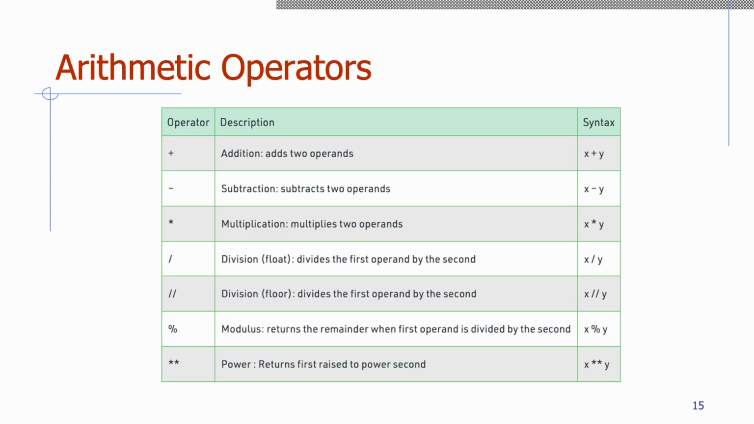Division float is also called true division. It divides the first operand by the second. Floor division is also called integer division. Again, it divides the first operand by the second. True division is always of type float. Integer division is always integer, with the result truncated. We have the modulo operator here. Modulus returns the remainder when the first operand is divided by the second. And we also have a power operator, which returns first raised to the power of second.